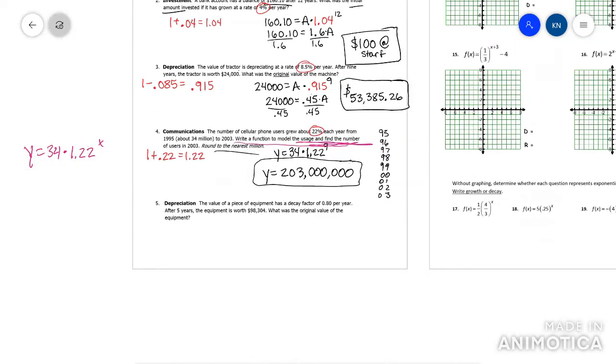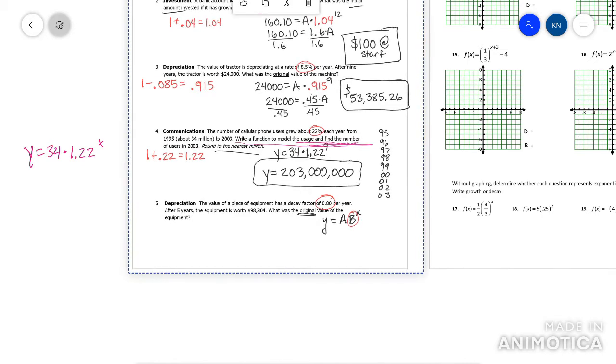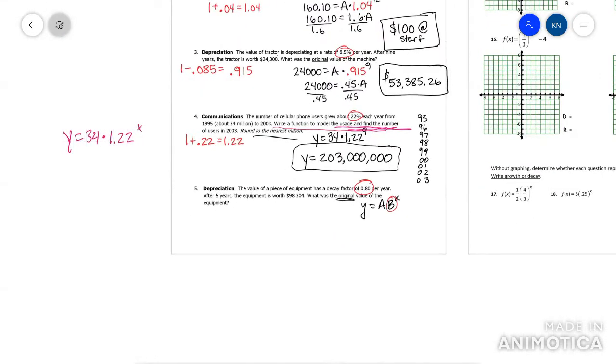All right, look at number 5. We're back to depreciation, okay? And so let's see what we have here. I'm gonna go ahead and write the equation, AB to the X. All right, they give me the decay factor right here. So they're giving me the whole B value already. I don't have to do like 1 plus or 1 minus. They gave me the B value. And then they give you the time and they give you the final price, and they want to know the original value. So just plug everything in. Your final price is your Y. So that's 90. Okay. That's 98.